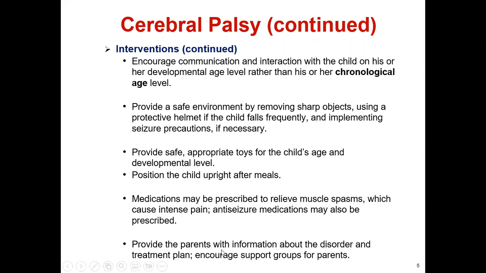Provide parents with information about the disorder and treatment plan. Also, encourage a support group for the parents. So, nursing care: providing a safe environment is the first priority. Monitor for any kind of aspiration, airway check is important. Also, have the suction equipment always ready.